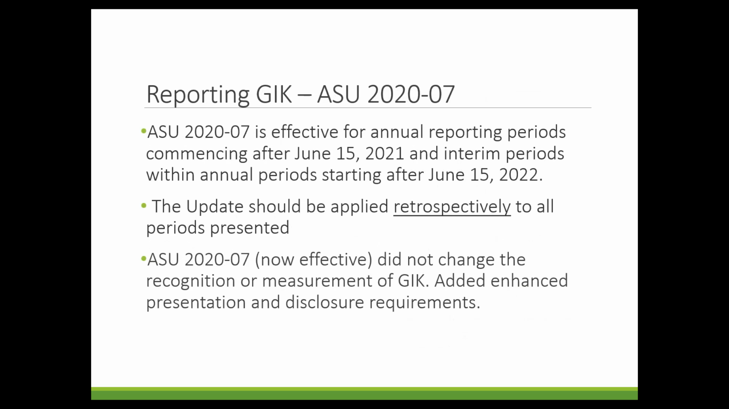ASU 2020-07 is effective for annual reporting periods commencing after June 15th, 2021, which is now, and it needs to be applied retrospectively in all periods presented in your financial statements. The good news is, because this didn't change how these are recognized in your financials, hopefully this should be easy to implement, because all you're doing is adding additional disclosures.